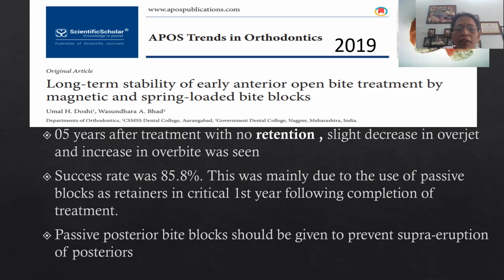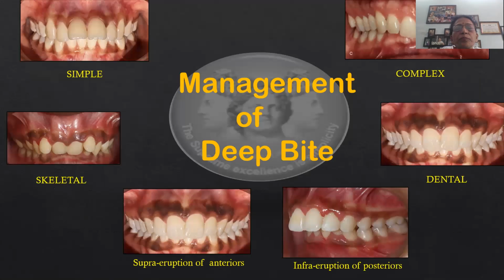Why are the results stable? It is because of the increase in the muscle strength, which is brought about by these posterior bite blocks. So we recommend that passive posterior bite blocks should be given to prevent supraeruption of the posteriors.